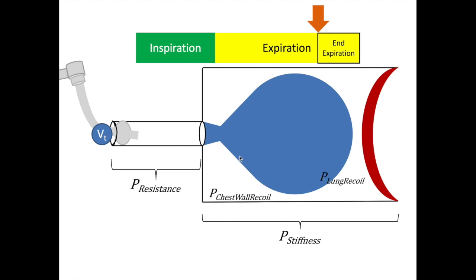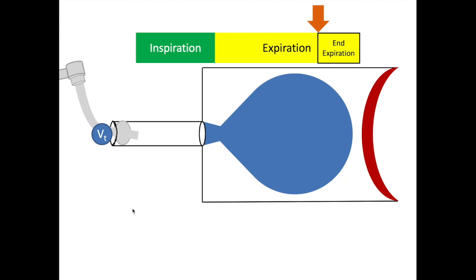air back out. Just like end expiration when you're not mechanically ventilated, the chest wall recoil and lung recoil pressures have gone away because they've gone from their stretched out state back to their resting state. So there's no more stiffness pressure, there's no more resistance pressure because there's no movement of air, there's no flow, so there's nothing to create resistance pressure. So all this goes away.